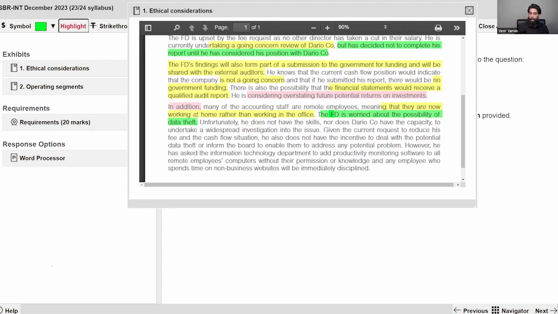Unfortunately, he does not have the skills, nor does Dairo company have the capacity to undertake a widespread investigation into the issue. Do you see any ethical risk here? The finance director does not have the skills, nor does Dario company have the professional capacity to ensure that there is no data theft. Do you see any issue here? I certainly see an issue.